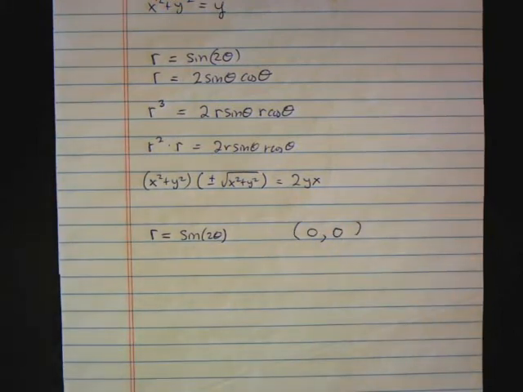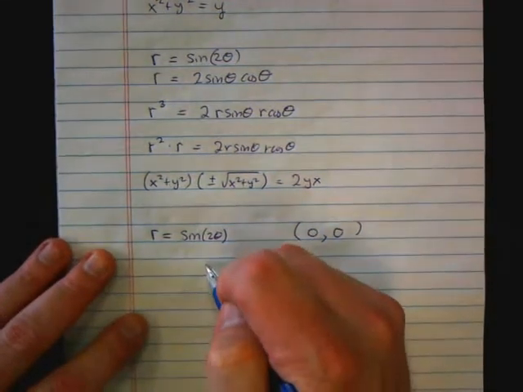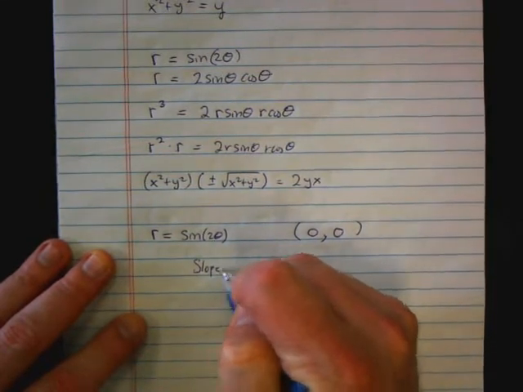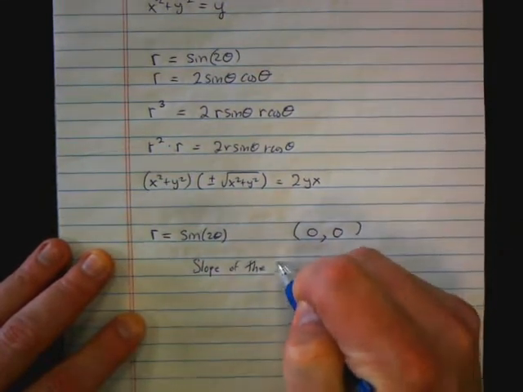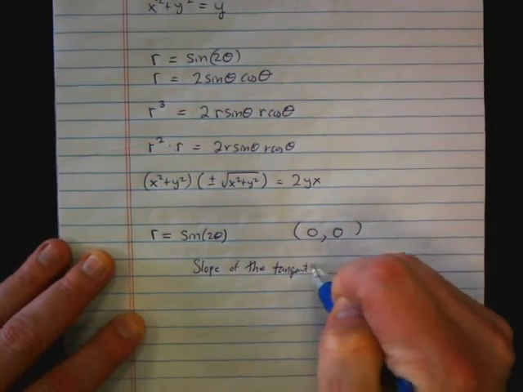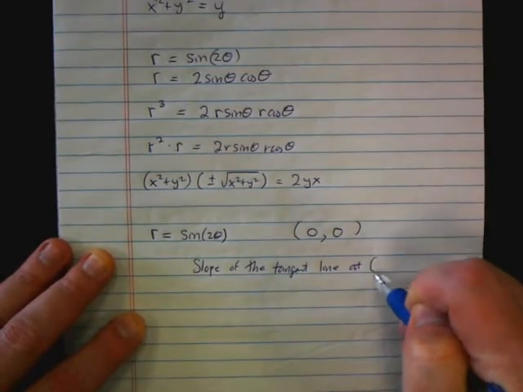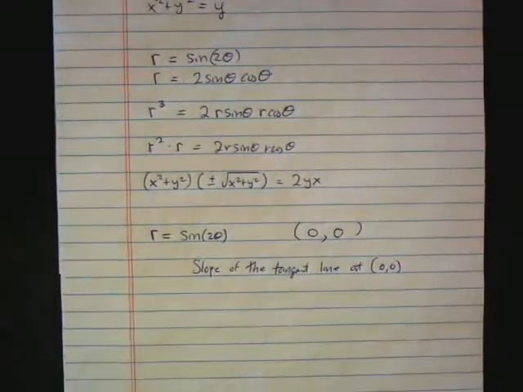0, 0 is an interesting point because 0, 0 is the same whether you're in rectangular coordinates or polar coordinates, isn't it? So is this a rectangular point or a polar point? It's both. That's correct. What I want to know is the slope of the tangent line at that point 0, 0.